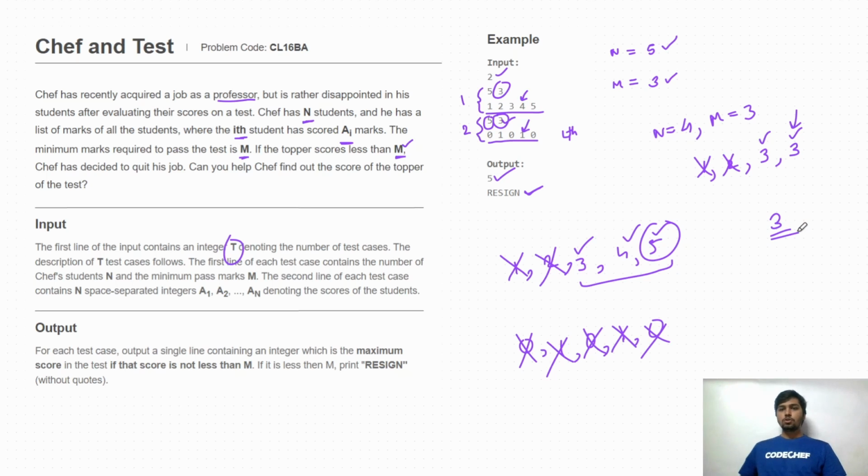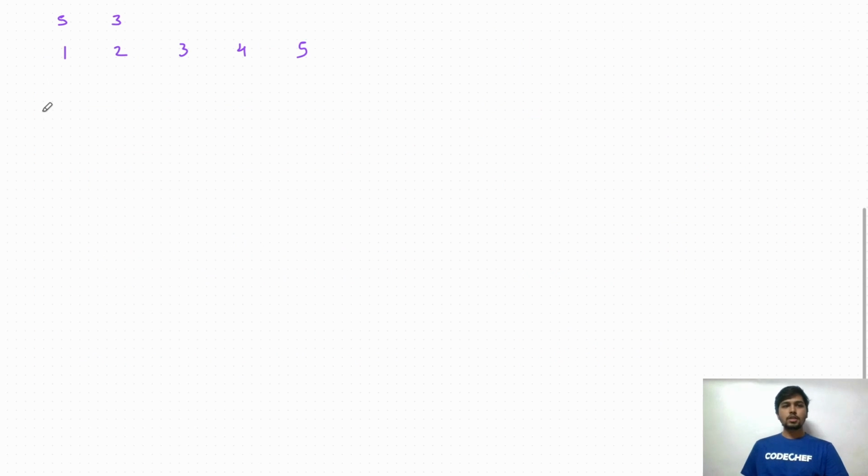Okay, so now let's understand how we can get the result and which algorithm we should follow. Let's consider the first test case. Here the total number of students is 5 and 3 is the passing mark. So what we will do is initialize one variable, let's say max score, and we will iterate through each and every score and keep updating our maximum score. Initially the maximum score will be equal to 0.